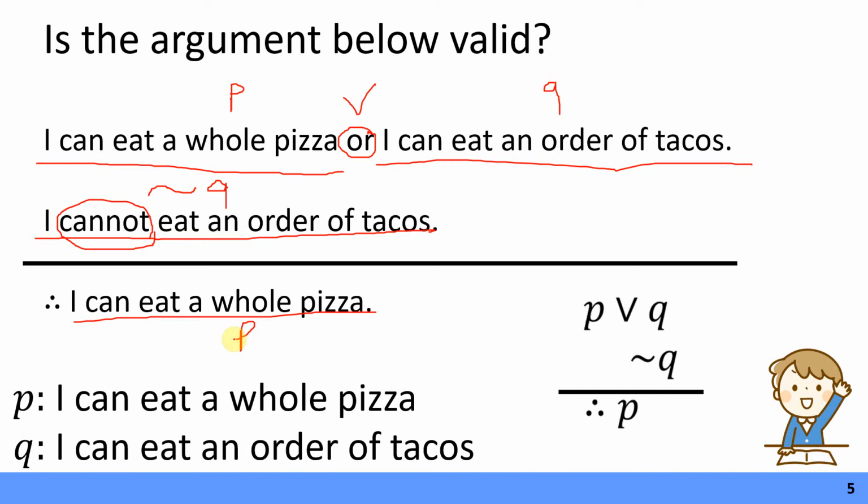Now we translate it into letters, right? So we have P or Q as premise 1. We have not Q as premise 2. And then my conclusion is P. So hopefully you're good up to there. Now they're asking us, hey, is this valid or not?